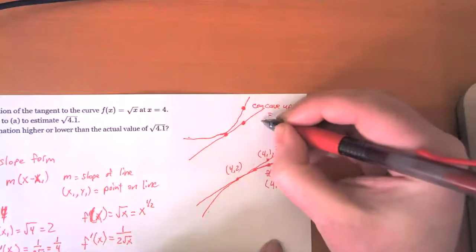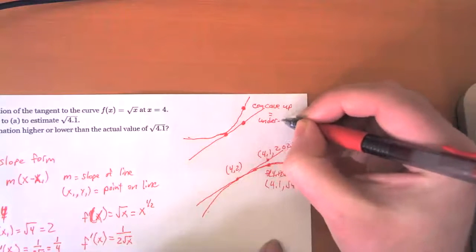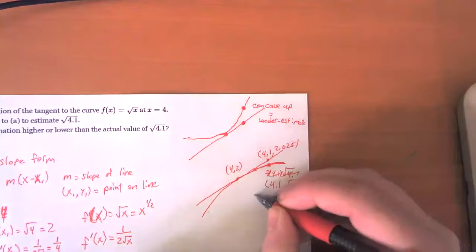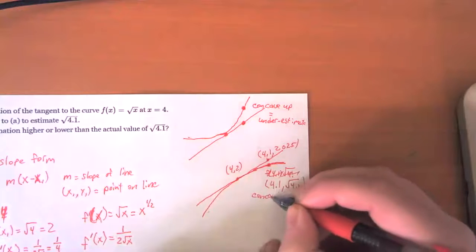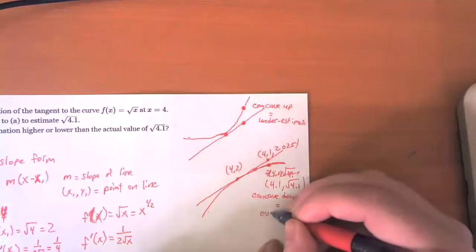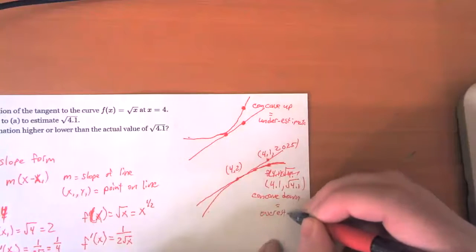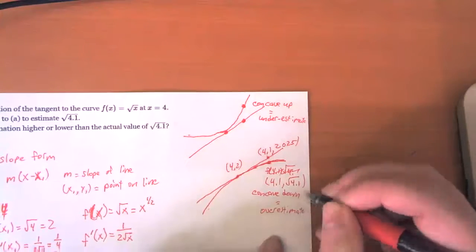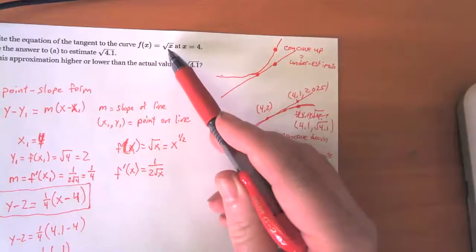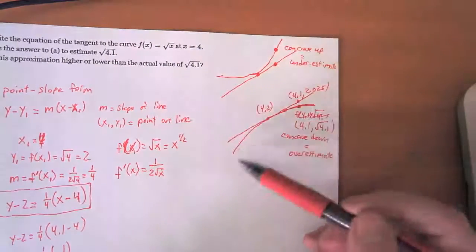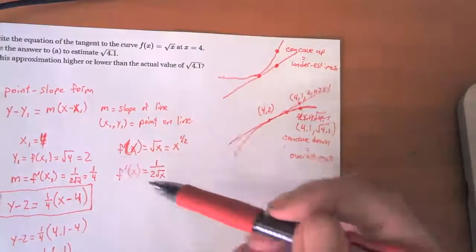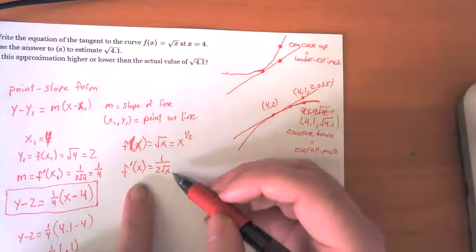All right, so concave up is equal to underestimate, and concave down is equal to overestimate. This was really handy for us because I just happened to know this about the square root of x, that it's concave down. But let's figure out how we would figure out if this was concave down just by doing some calculus.